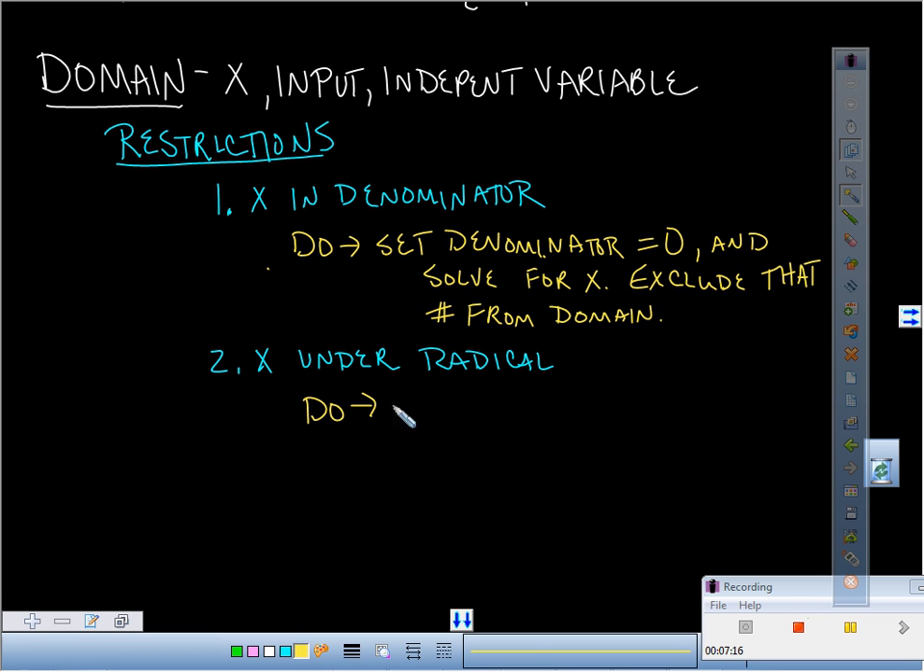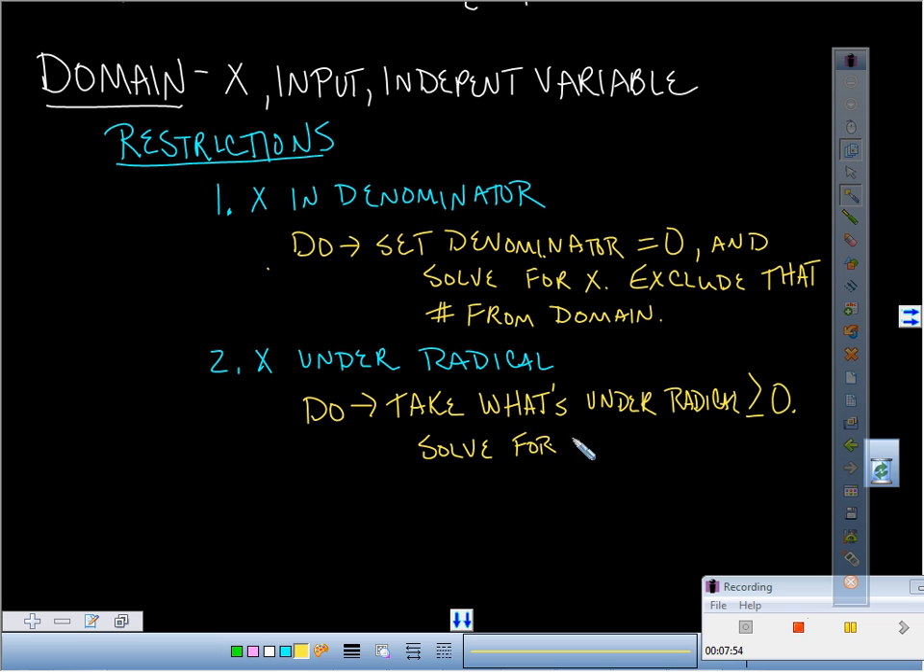Okay? Here's what you do. You take what's under the radical, and you say it must be greater than or equal to 0. It has to be greater than or equal to 0 in order for us to be able to get a real answer. Okay? And then you'll solve for x, and that is your domain.